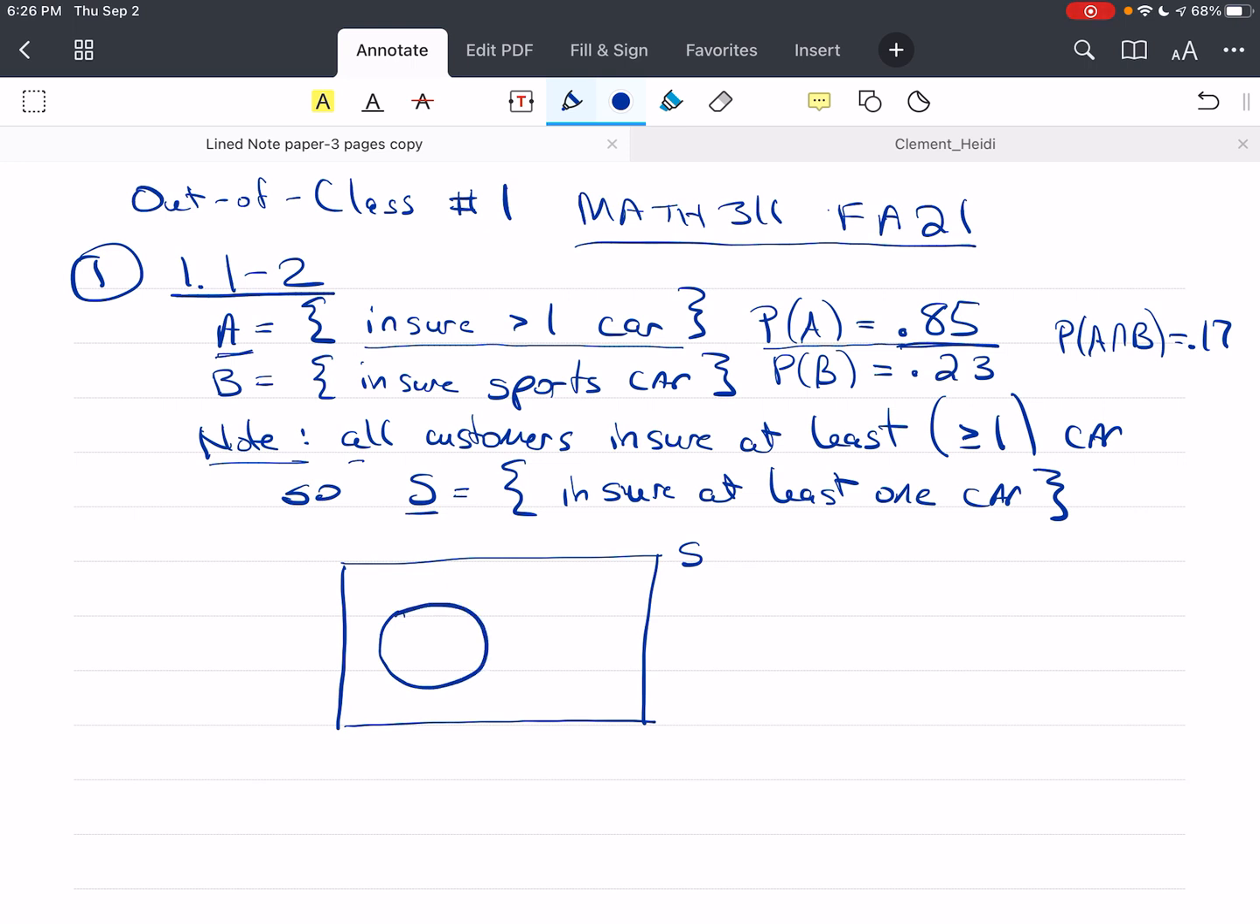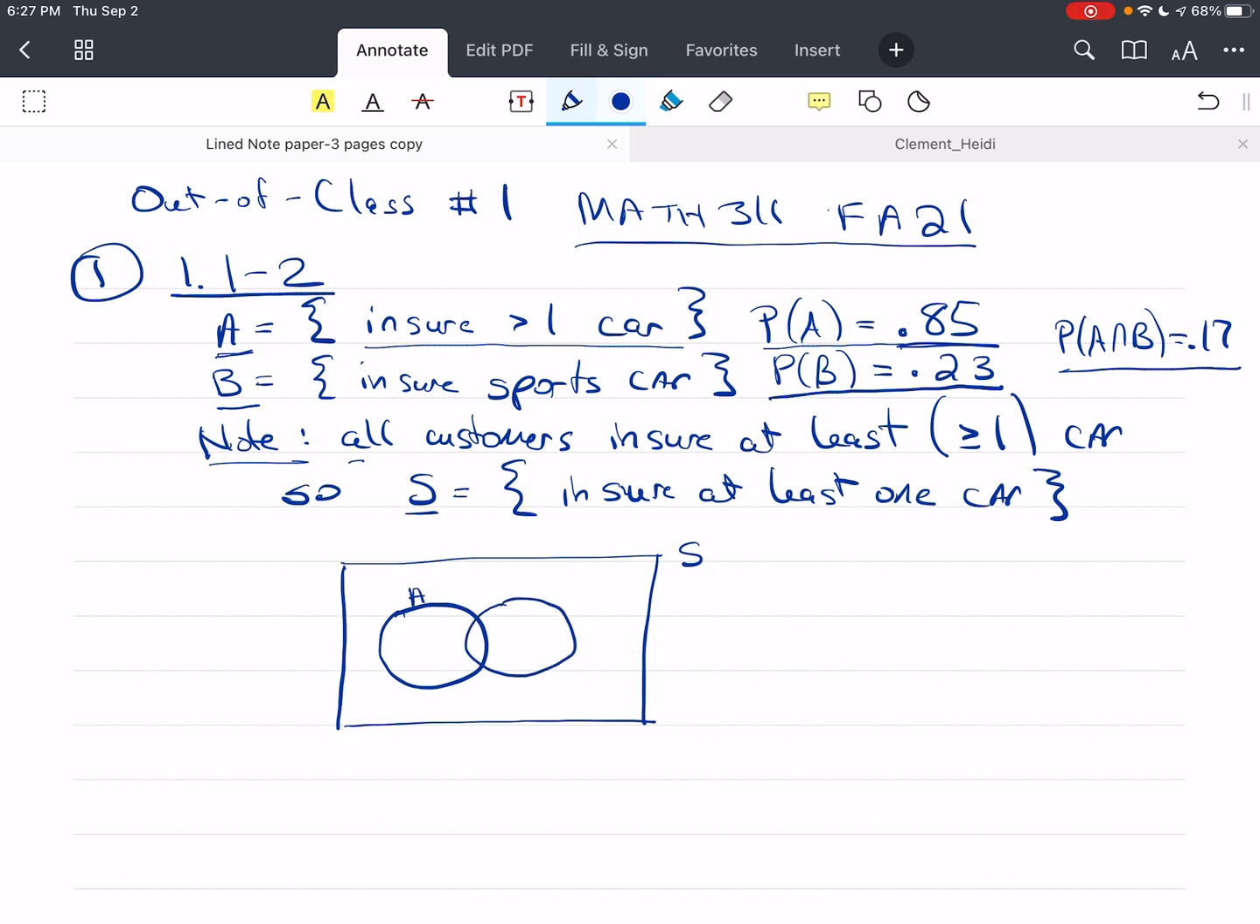And then B, we're told that the percentage of customers that insure a sports car are 23%. So I'm going to let B be the event that a customer has insured a sports car. And the probability of B is 0.23. We're then told that the percentage of customers that insure more than one car and it's a sports car, is 17%. So that's an intersection of A and B.